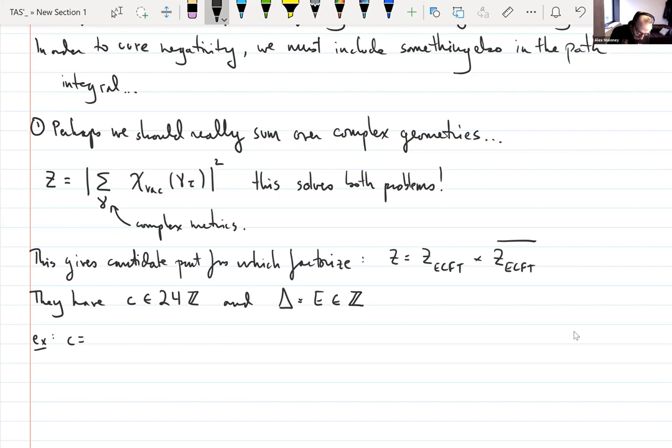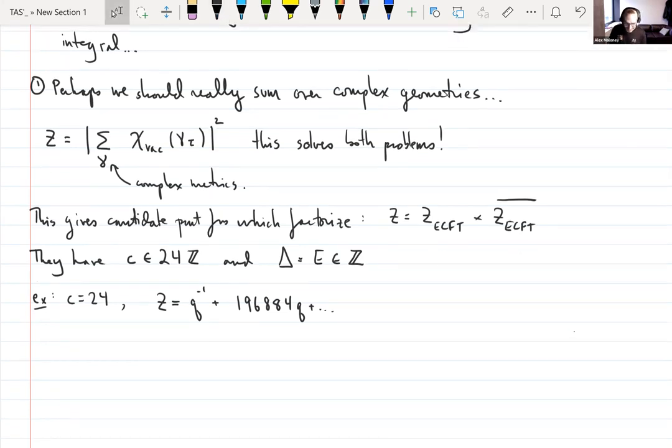The simplest one, when c is equal to 24, is a theory whose partition function, and I'll just write down the holomorphic part of it, not the anti-holomorphic part, is q inverse plus 196,884 times q plus so on and so forth. How do you think about this? This is supposed to be a partition function that counts states in the theory. So what's being counted here?